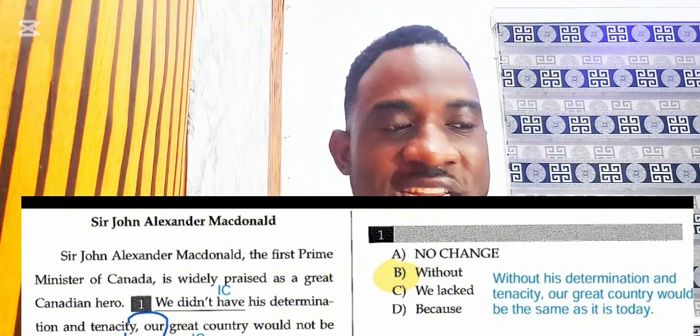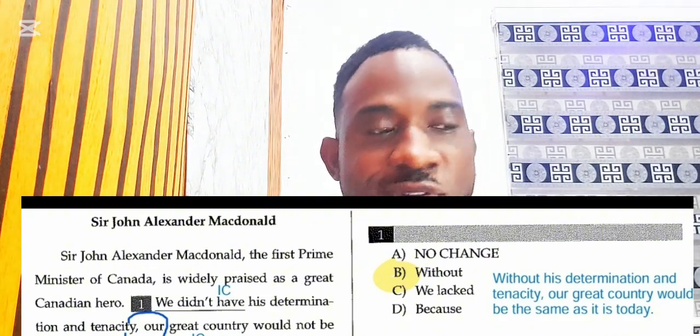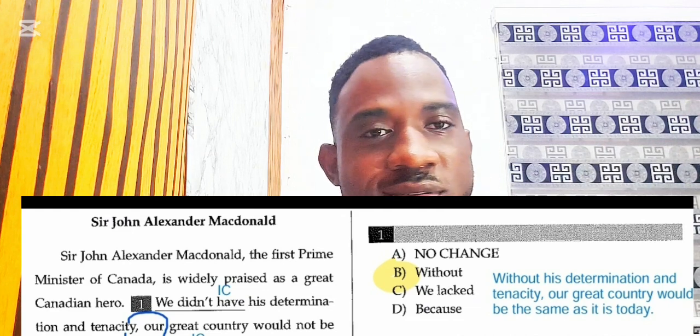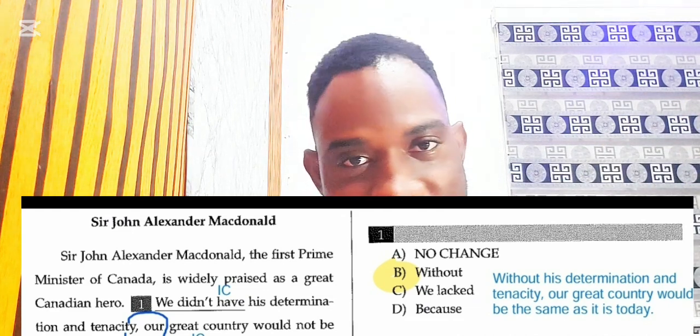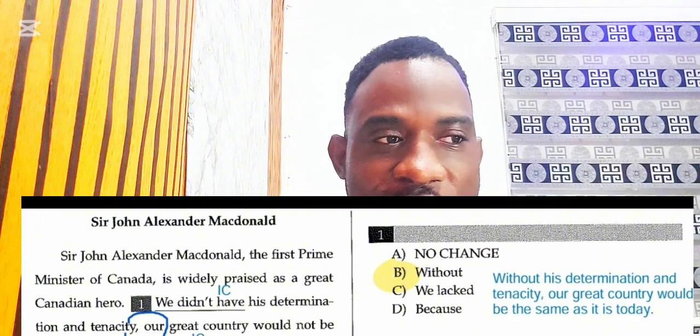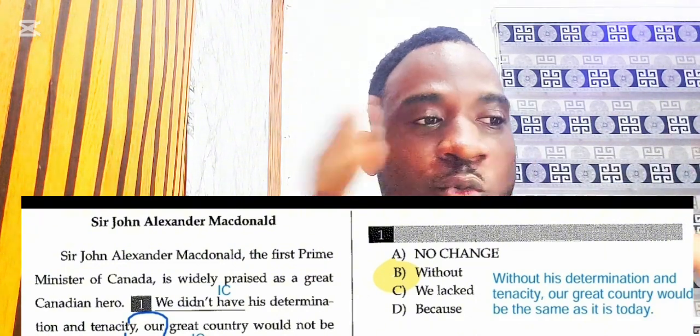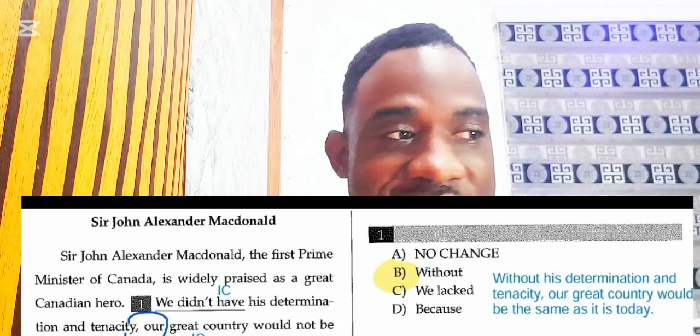Without his determination and tenacity, our great country. So you see, without his determination and tenacity is what? A dependent clause. So we can have a dependent clause and then the comma, the independent clause after. So we have one complete complex sentence. The run-on has been fixed that way.